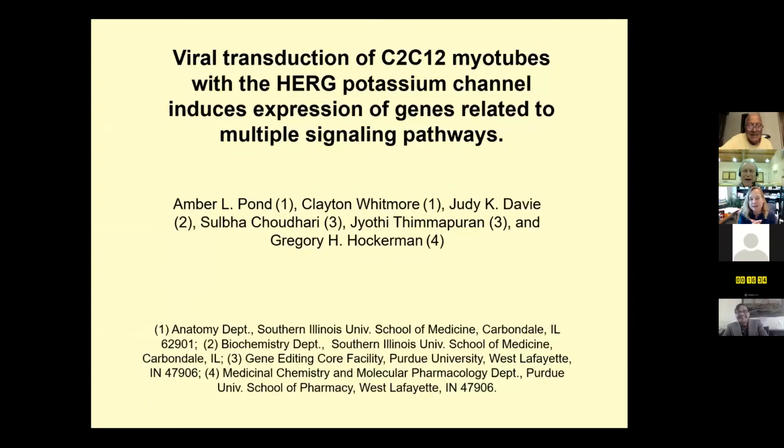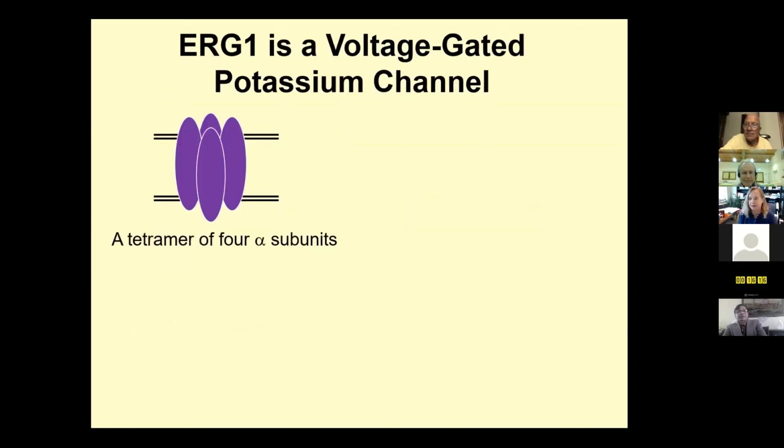So what we did was some RNAseq, all right? We did some viral transduction of some C2C12 myotubes. We used the HERG potassium channel, which is what I've been working with all along. And we have found that it induced the expression of a lot of different genes, some of them related to atrophy, as I've been describing.